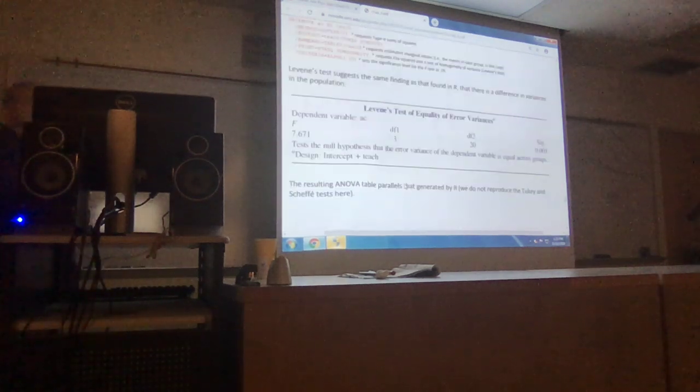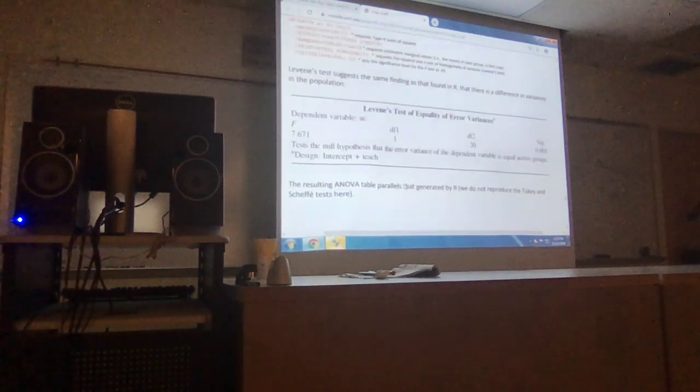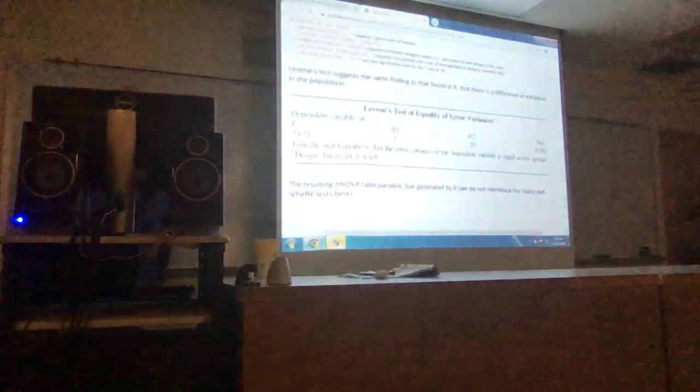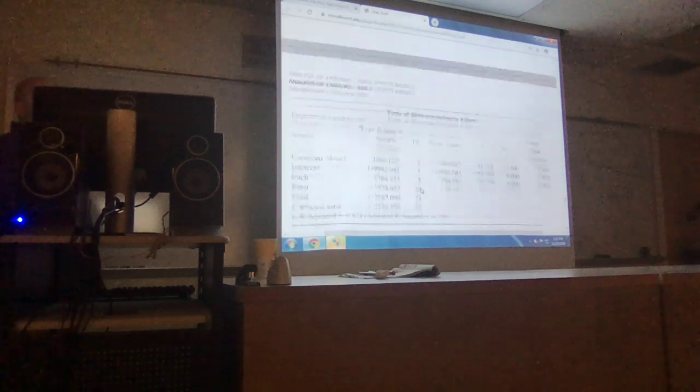There's your equality of variances. There it's not giving you the adjustment for unequal variances, but that's giving you a p-value of 0.001, so you would reject the equality of variance assumption.